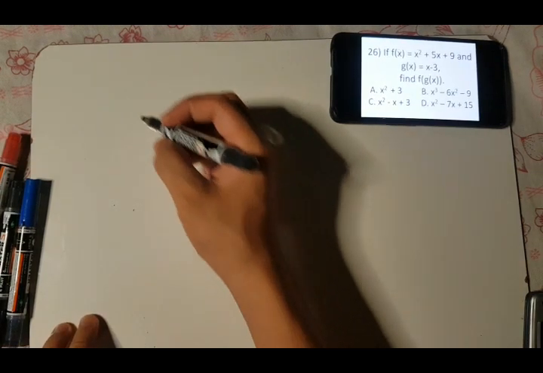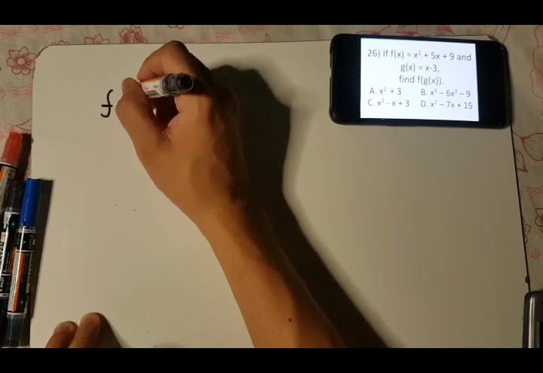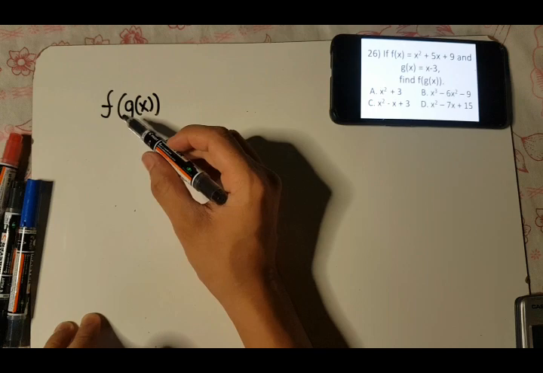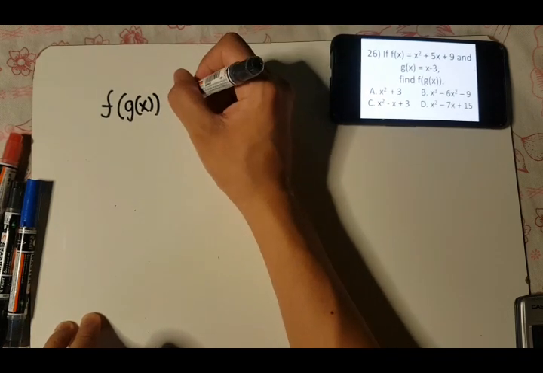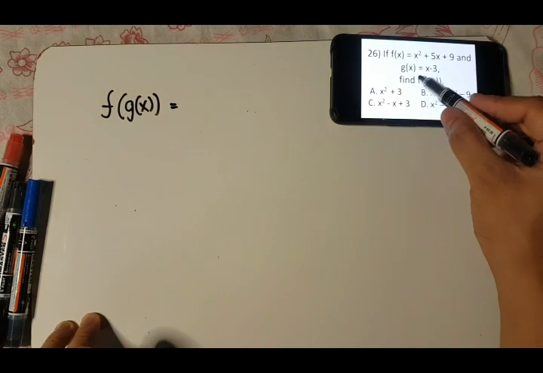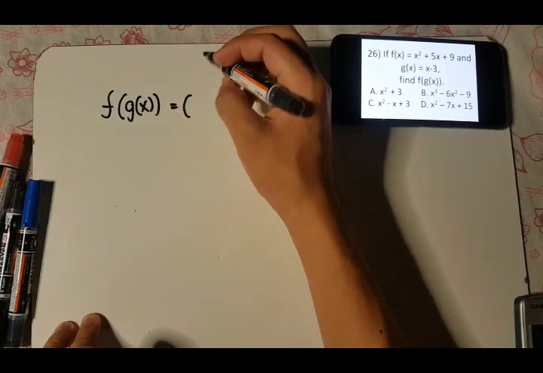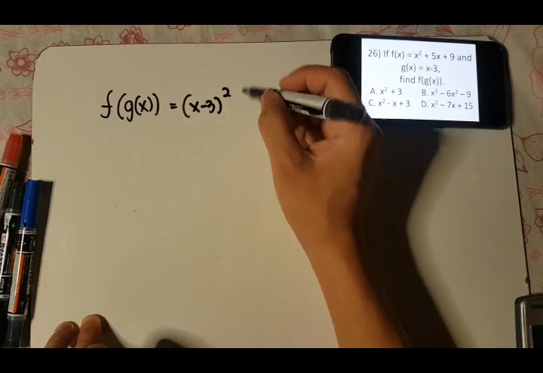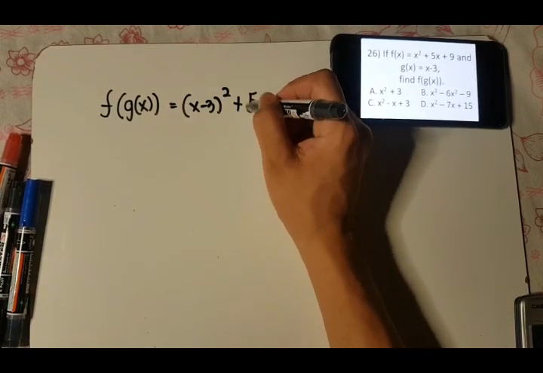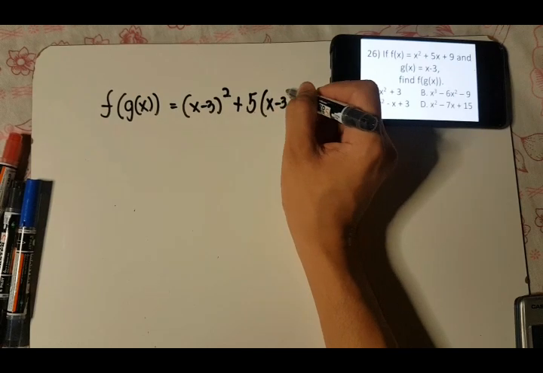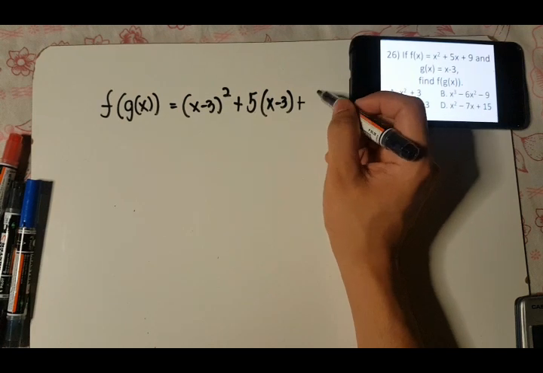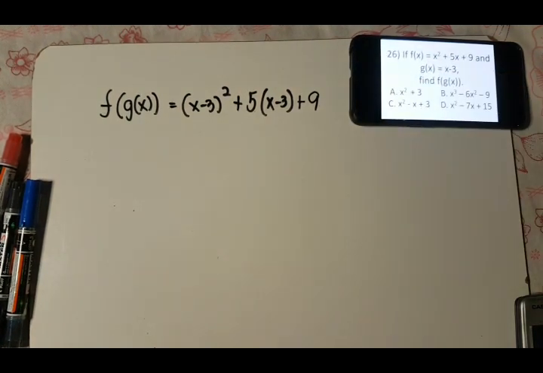So ang gagawin mo lang dito, yung value ni g of x, isa-substitute mo lang siya sa x ni f of x. So ano ba yun? So ano value ni g of x? X minus 3. Substitute lang natin siya sa x ni f of x. So x minus 3 squared plus 5 times x minus 3 natin plus 9. So, after this, simplify lang natin.